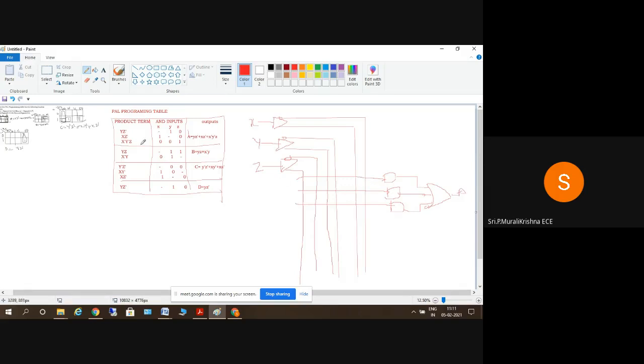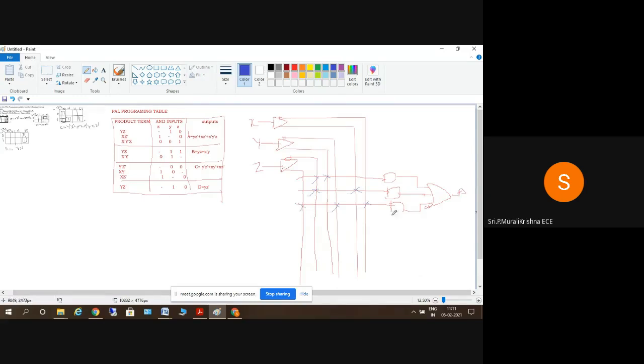So A consists of YZ bar. So what is YZ bar? This is Y. Where is Y here? So this is Y, and this is Z bar. Okay, and what is the next one? So XZ bar. This is X here, and this is Z bar. And the third product term is X bar, Y bar, Z. This is X bar, this is Y bar, and this is Z.